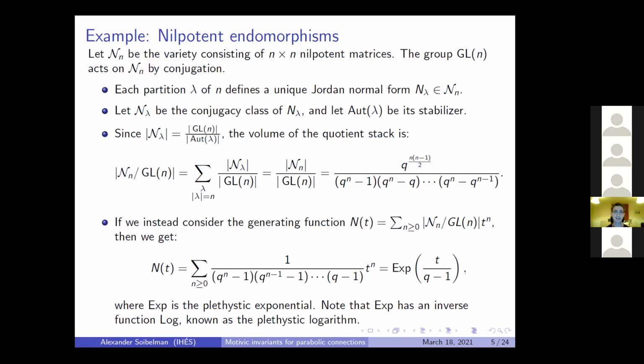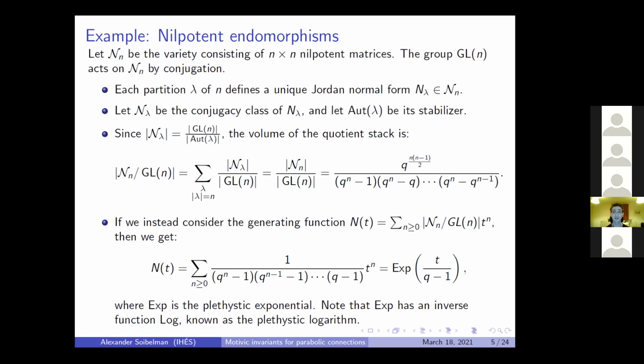Since you can count the number of points in a given conjugacy class in the same way as for the Grassmannian, by looking at the cosets, you end up with a formula where the volume of this quotient stack is just the number of points in the entirety of this variety of n by n nilpotent matrices divided by the number of points in GL_n. And so this is where this formula involving q comes from.